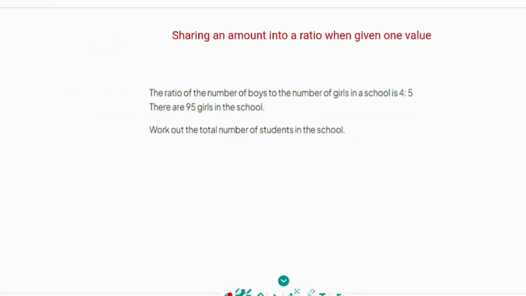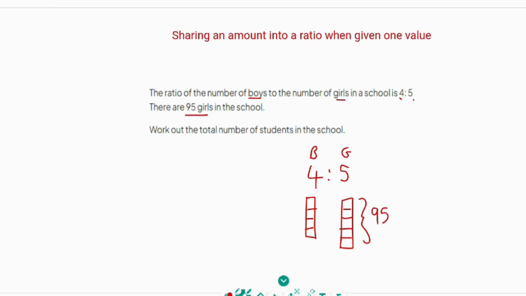Now, these questions are slightly different. We're sharing an amount into a ratio when given one value. Got the ratio of boys to girls. Let's look at the order. We've got boys to girls, boys to girls. There are 95 girls in the school. So that 95 does not represent all of your boxes this time. That 95 is just the girls, so it's just the right-hand side here. So that whole bit there is 95.